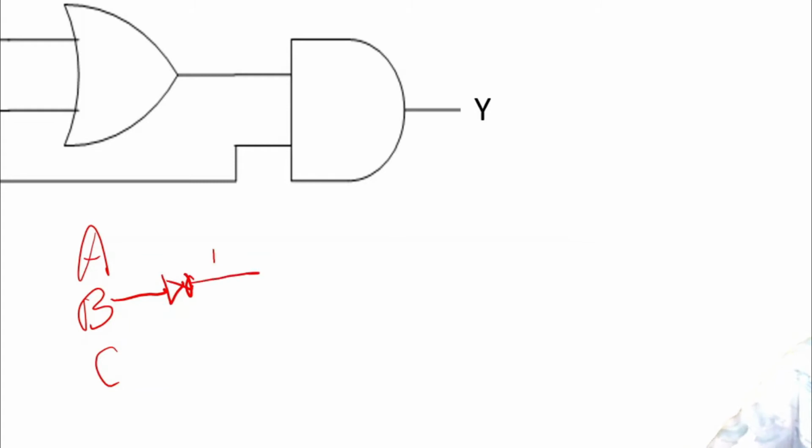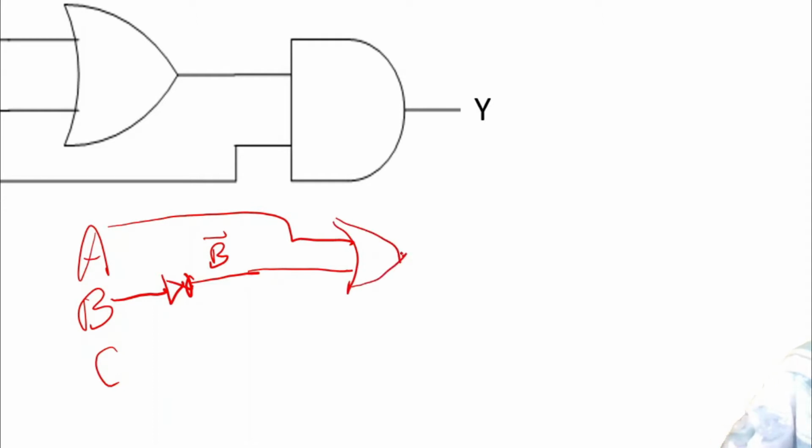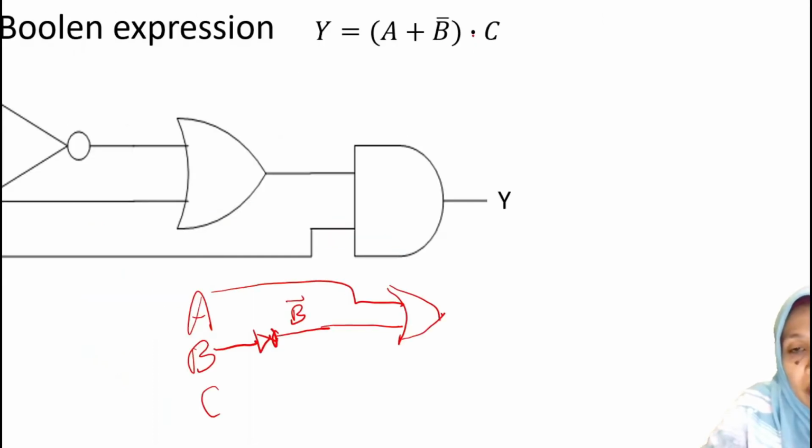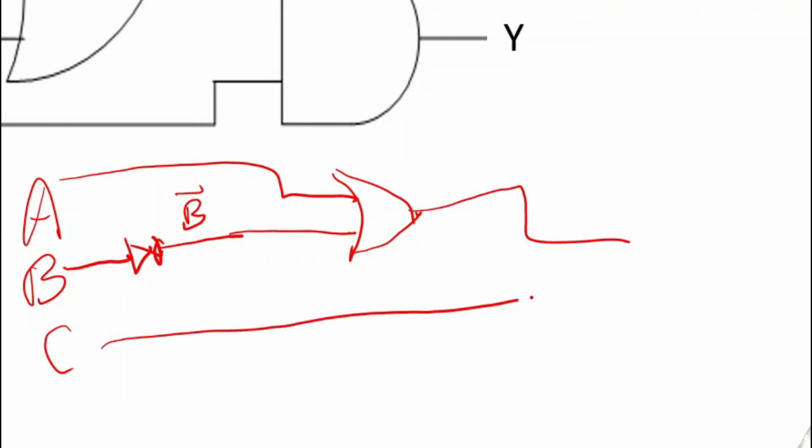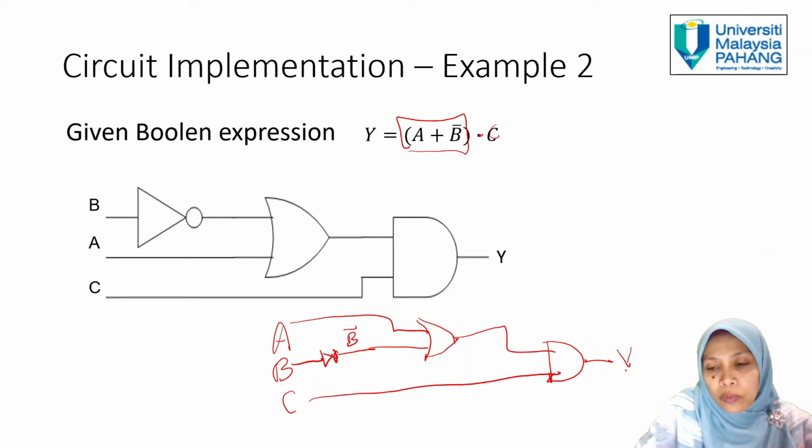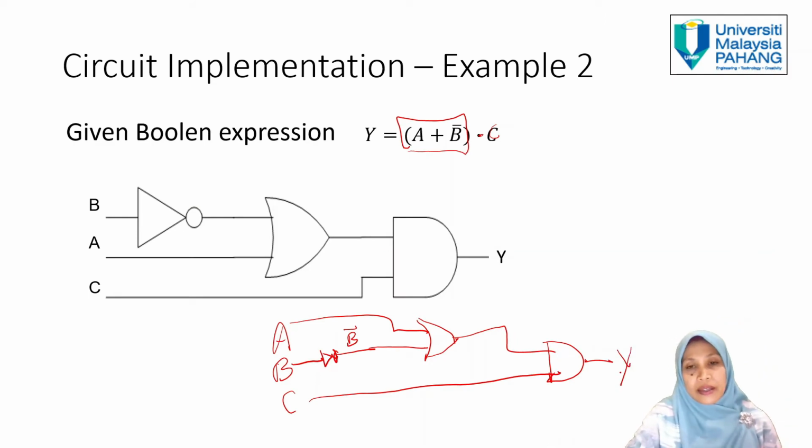The output of the inverter is B bar. And then B bar is ORed with A. Okay. So, put the OR gate here. And then the output of the OR gate is ANDed with C. So, we need an AND gate. And then we get the output Y here. Okay, it's very easy. Alright.